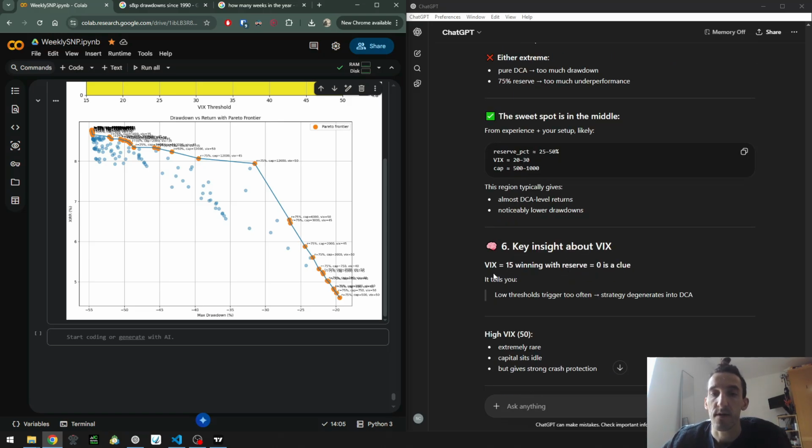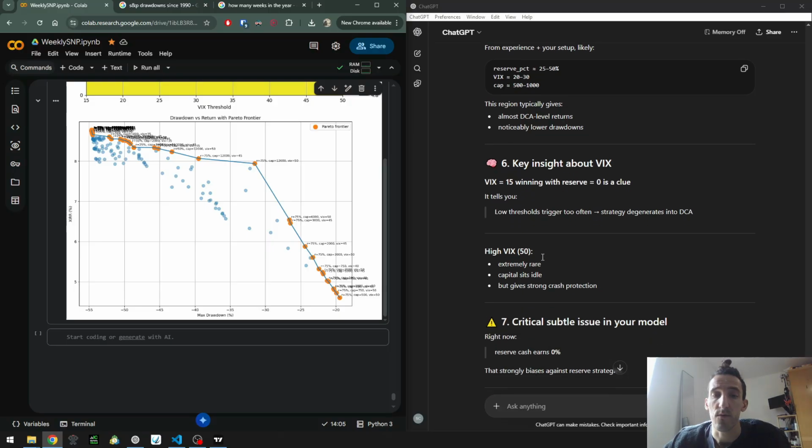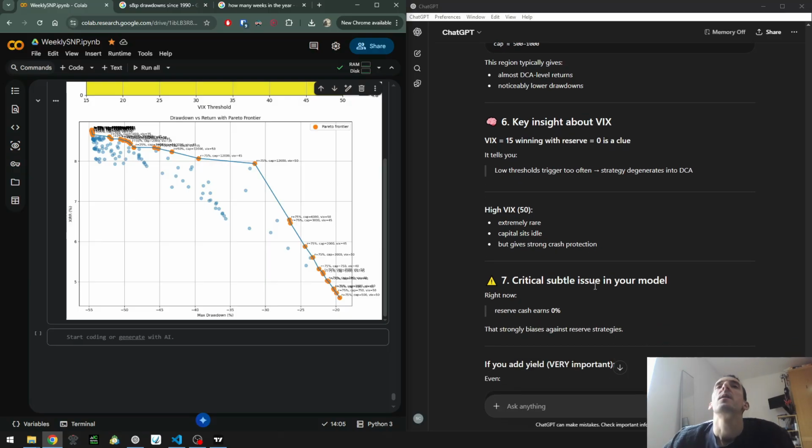Key insight about VIX. VIX equal to 15, winning with reserve 0 is a clue. It tells you low thresholds trigger too often. Strategy degenerates into DCA, which is not bad. In this case, DCA seems to be the way to go. High VIX, extremely rare. Capital sits idle but gives strong cash protection.